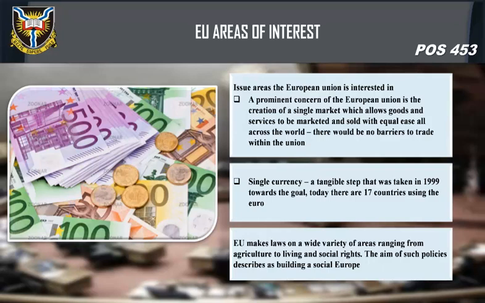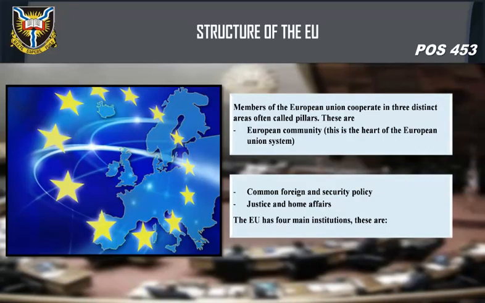There would be no barriers to trade within the Union. 2. Single currency, a tangible step that was taken in 1999 towards the goal. Today, there are 17 countries using the euro. The EU makes laws on a wide variety of areas ranging from agriculture to living and social rights. The aim of such policies is described as building a social Euro structure of the EU.